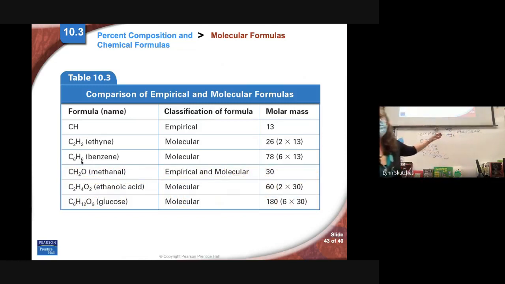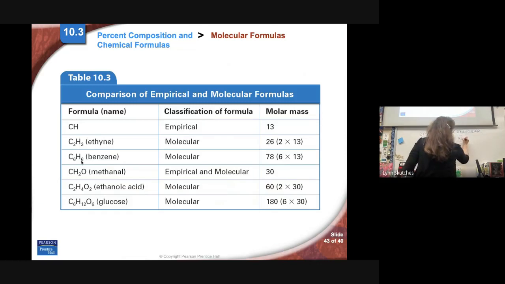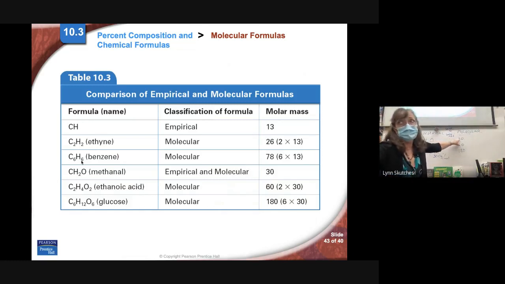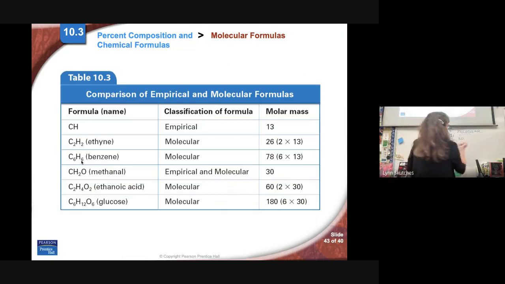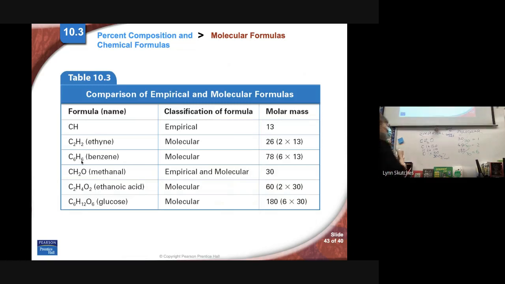On these, okay, ethanoic acid is 60 grams per mole. One of them is 30, one of them is 60, and one of them is 180. You have to be told that, okay? You're not going to know that off the top of your head. And so what you do is you do 30 divided by 30, you get 1. 60 divided by 30, you get 2. 180 divided by 30, you get 6. And so this empirical formula is the actual formula for methanol.